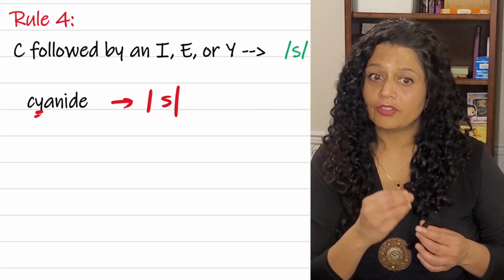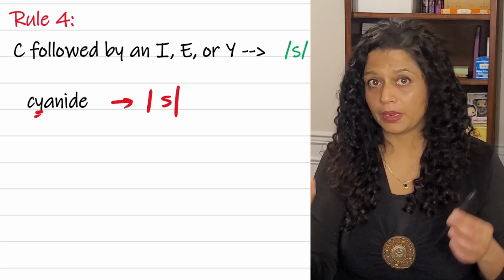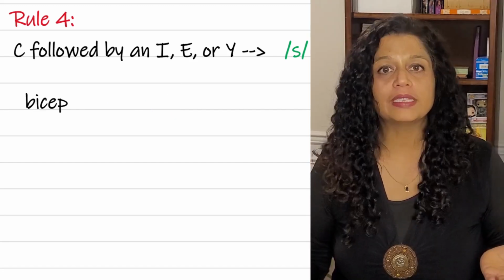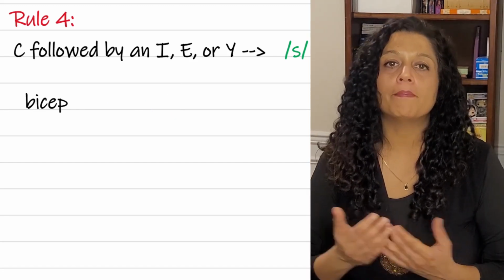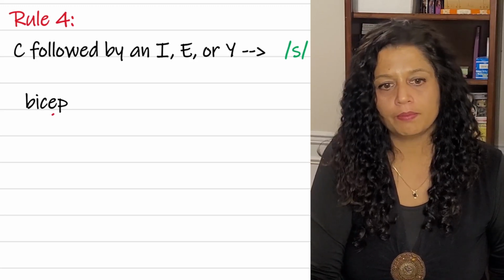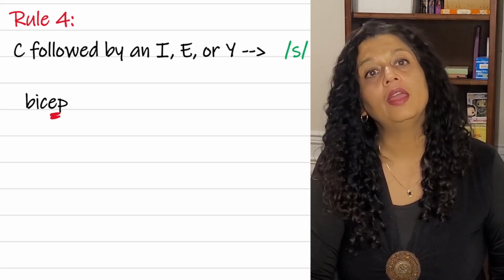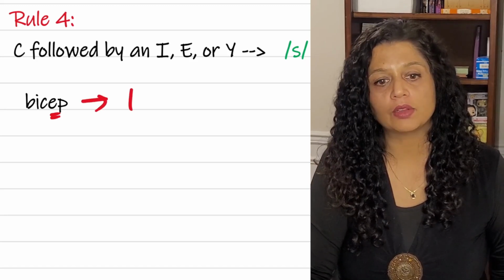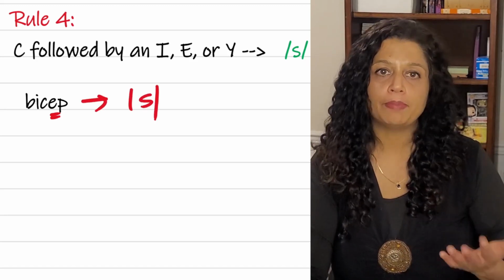Again, this doesn't have to happen at the beginning of a word. It could be in the middle of a word. For example, in the word bicep, the letter C is in the middle of the word, but it's followed by the letter E, which means it's going to make the S sound, bicep.